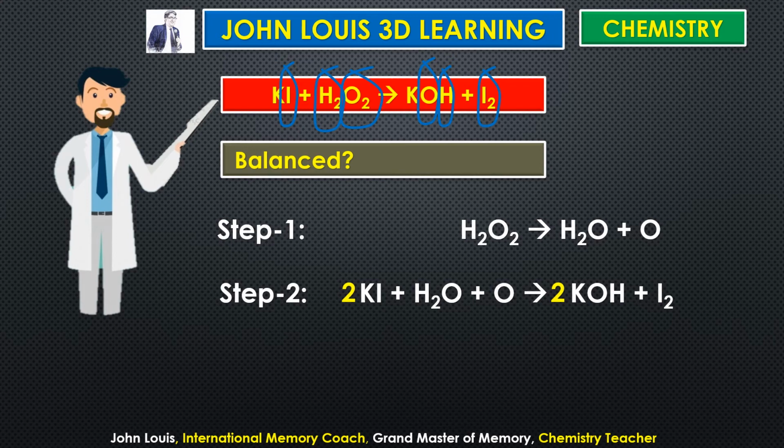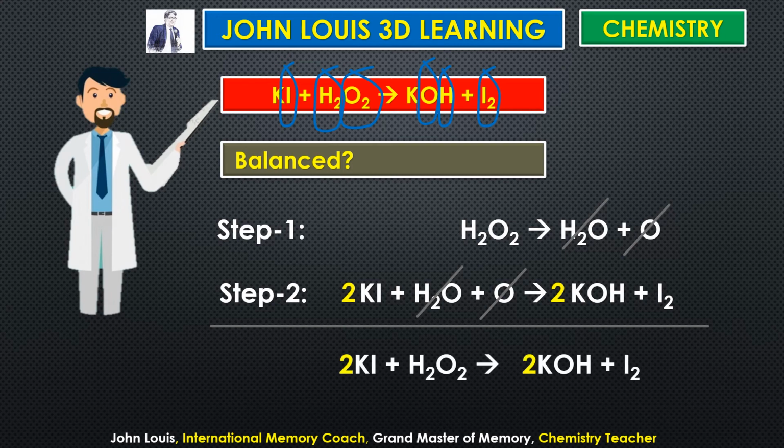Now we can add step 1 and step 2. When you add step 1 and step 2, what happens? Water on the reactant side in the second step and water on the product side in the first step get cancelled. Similarly nascent oxygen is on the reactant side in step 2, and it is produced on the product side in step 1. Therefore they also get cancelled. The remaining things you add, and what you get is 2 KI plus H2O2 gives 2 KOH plus I2.